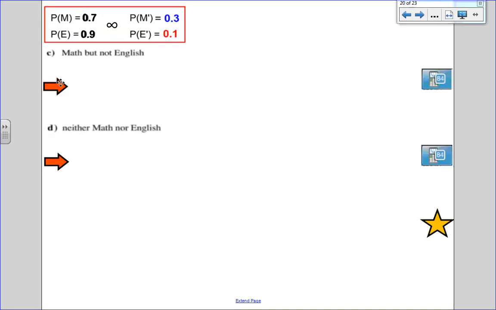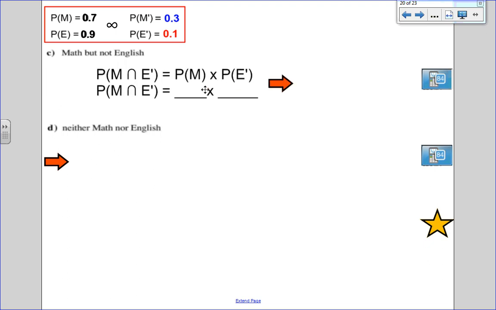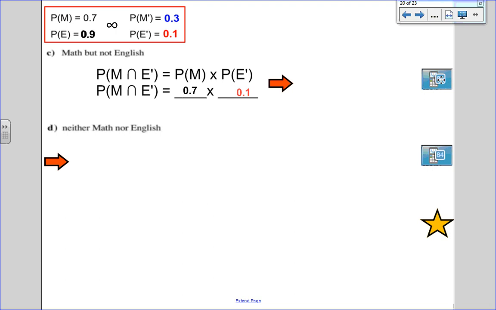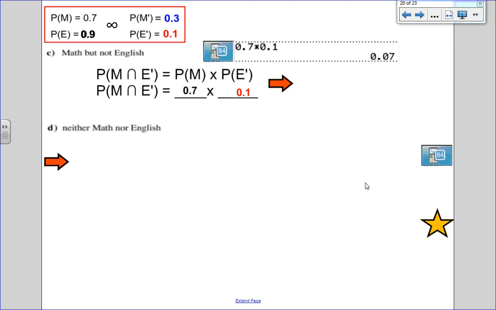Okay, next one here. I want to know the probability of passing math, but not English. In other words, math and not English. So the probability of passing math is 0.7. The probability of not passing English is 0.1. Oh, we can't take that out, my bad. Okay, so the probability of not passing English is 0.1. And then I want to multiply those together. So putting those into my calculator, I get 0.07, or about a 7% chance.